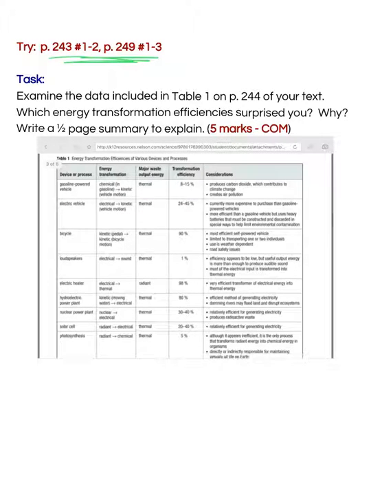So you're going to take a look at this table and just read through some of the info that you'll see there. And I'd like you to write a half-page summary for me to explain which energy transformation efficiencies, not the energy transformations themselves, but the efficiencies were surprising to you. And in what way were they surprising to you? And be descriptive. This is a 5-mark assignment that I'm assigning you in communication. So provide some detail to thoroughly explain to me what it is about these particular efficiencies that were surprising.